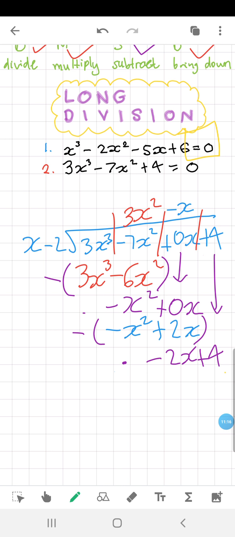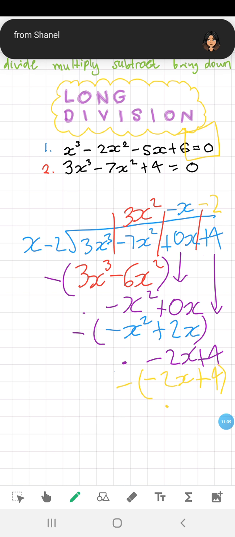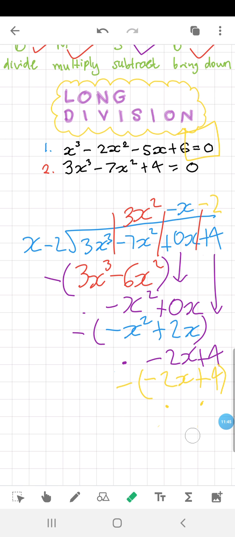Minus 2x divided by x is going to be minus 2. Minus 2 times x is minus 2x. Minus 2 times minus 2 is positive 4. Subtract the whole thing. Minus 2x minus 2x is 0. 4 minus 4 is 0, and you'll be left with a remainder of 0. If you do not have a remainder of 0, you've done something wrong there.